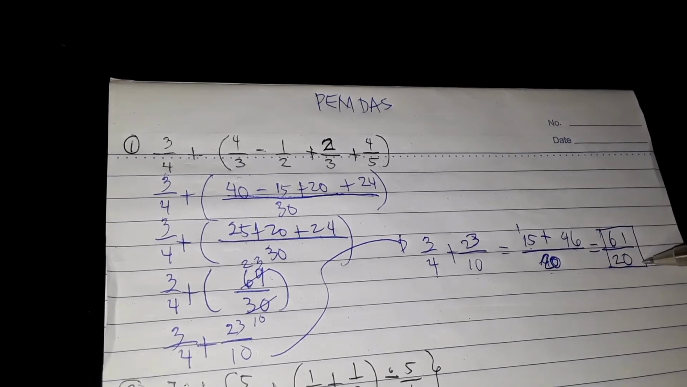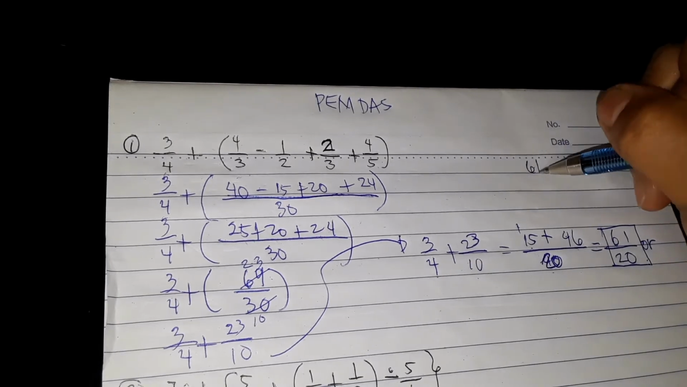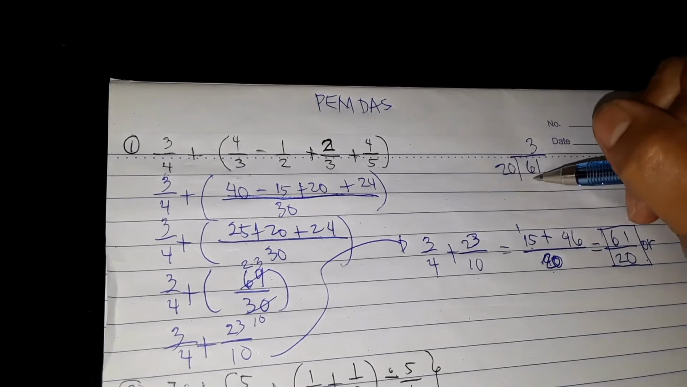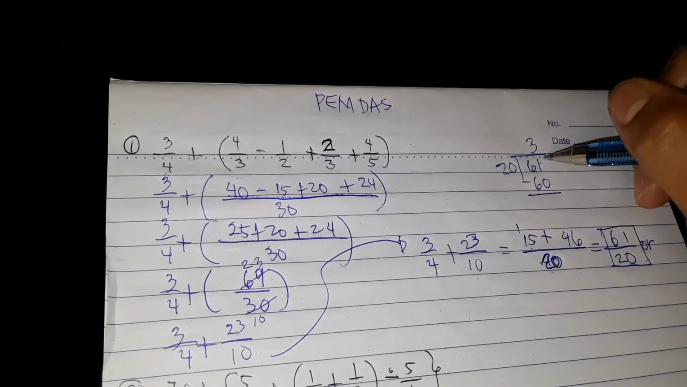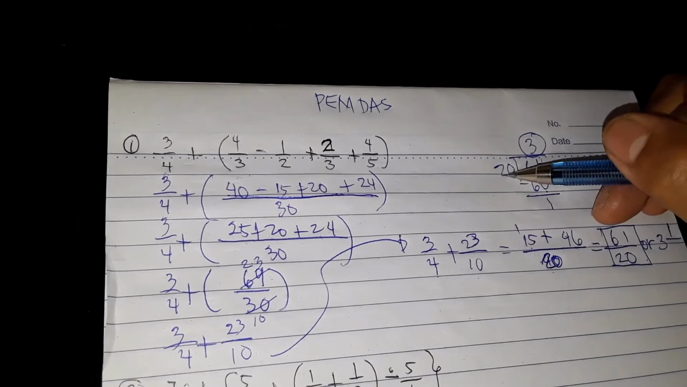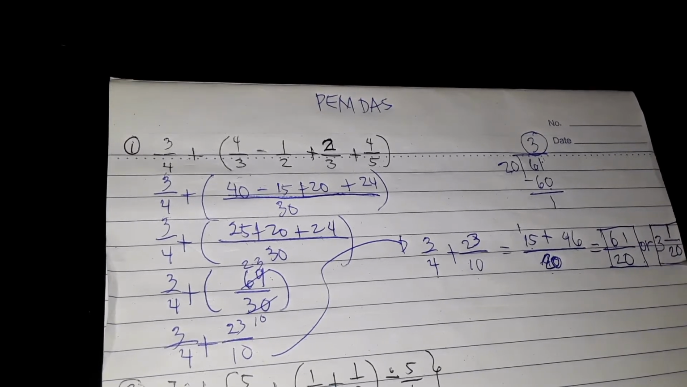But since this is an improper fraction, we can make it a mixed number if there is no 61 over 20. So how? 61 divided by 20. So we have 3, 60. Subtract. We have 1. So 3 is our whole number. The remainder 1 is our numerator. And the divisor 20 is our denominator. So our final answer is either 61 over 20 or 3 and 1 over 20.